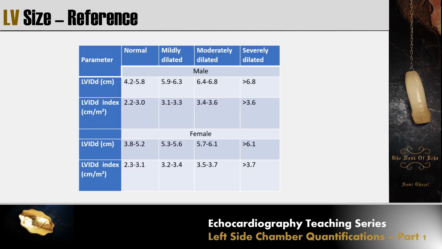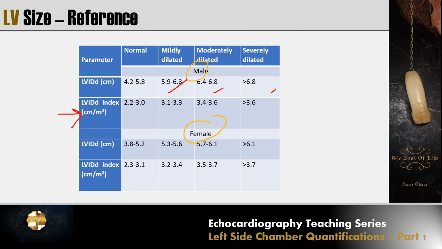And this is the reference values of the LV size. So if the LV size, let's say LVIDD, is within normal, we call it normal. We have different numbers for males and for females. And also we have ranges for mildly dilated, moderately dilated, and severely dilated. It is recommended to always index it to the body surface area.